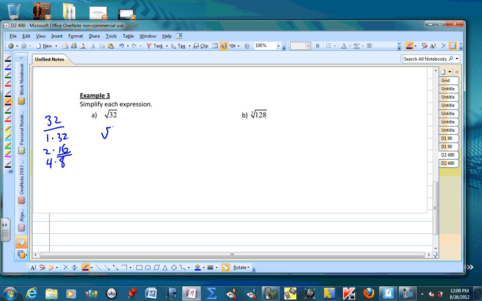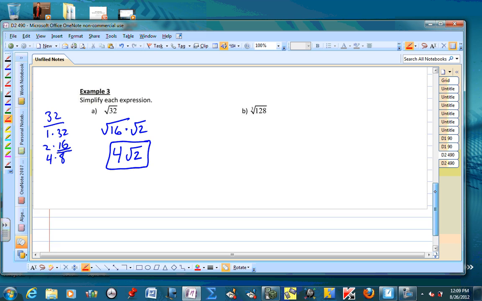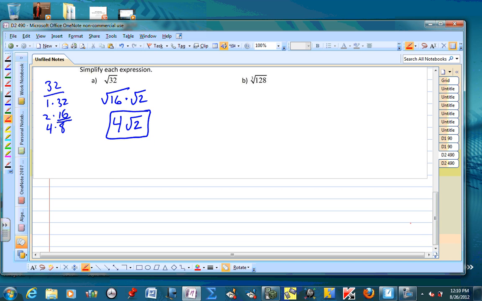So we can call this the square root of 16 times the square root of 2. Well, we all know that the square root of 16 is 4. So 4 times root 2 is our simplified answer. Now, if you're struggling with that method for some problems, maybe there's a larger number and we're not quickly coming up with all the factors, here's another way we can approach a simplifying radical problem.